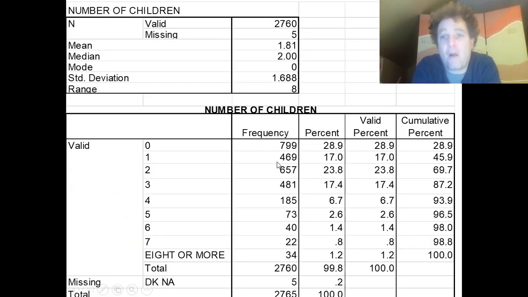To figure out what the median is, we find the answer that would have the 50th percent. So we can look at the cumulative percent. It starts off at 28.9%. Then one child is 45.9%. Well, we're not quite yet to 50%. Two children, now we've gone up to 69%. So the 50th percent is going to be within that two. Two is the response that's right in the middle of all the possible answers. So we look at the chart above and we see that the median is 2. It's the answer that's right in the middle.